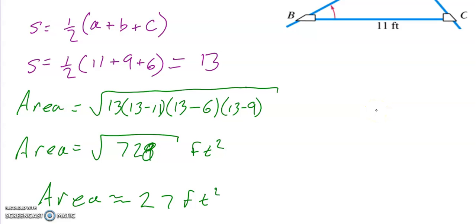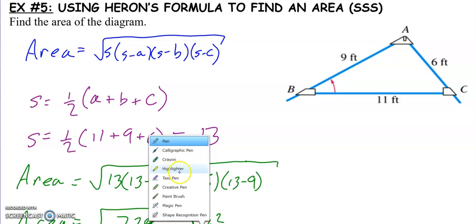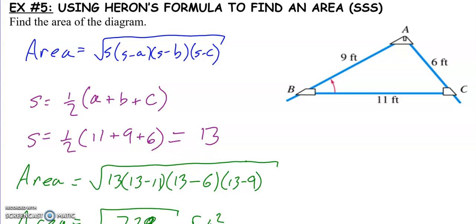All right, so that is how we do Heron's formula. And remember, when we are calculating the area, what we are calculating is the space inside this triangle. So there are 27 different squares that are 1 foot by 1 foot inside that truss.